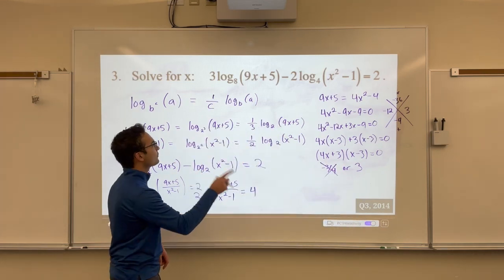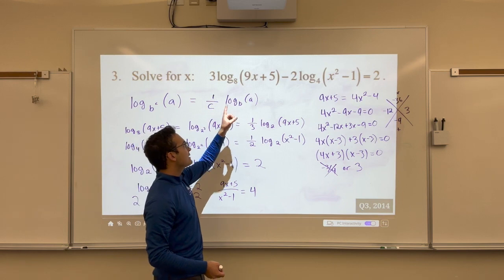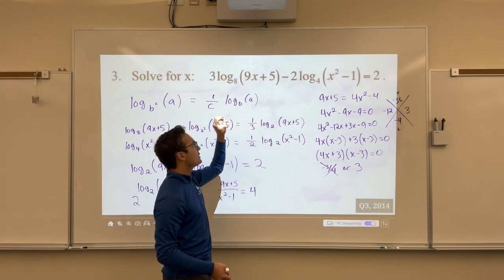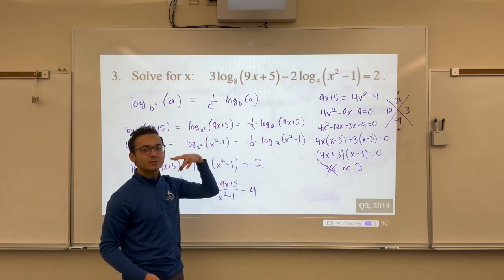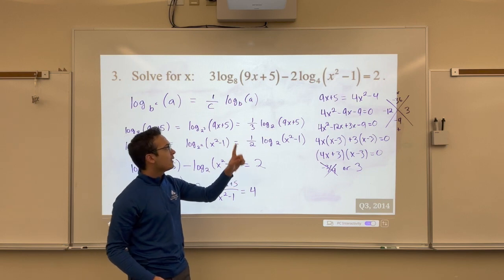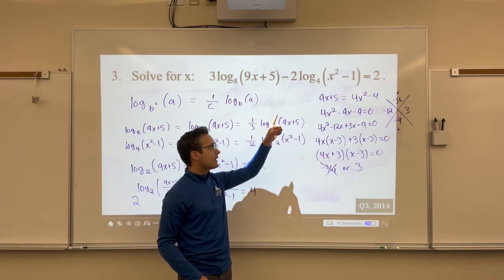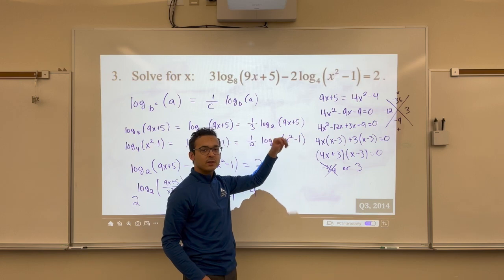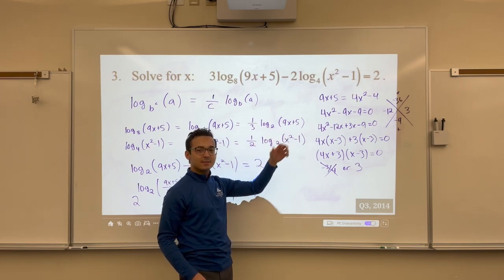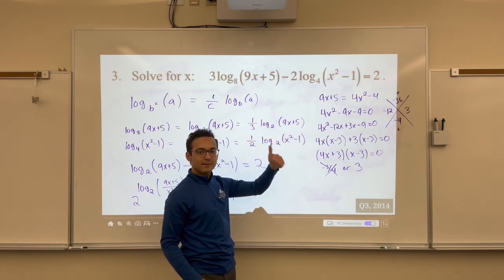If we were to plug in 3, we would get 9 times 3 plus 5, which is 27 plus 5, which is 32, which is a valid input. And then over here, we have x squared minus 1, so it's 3 squared minus 1, so it's 9 minus 1, so it's 8. And again, that's positive, so that's going to be a valid input.